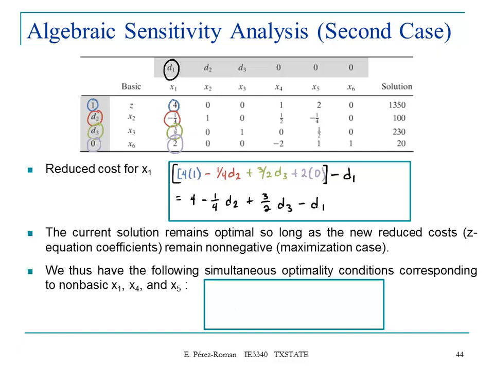So, if you perform the same operations for, that should be, sorry, it should be x1, so check your slides and make sure that you have x4 and x5. I think that was a typo that I changed before the lecture. Okay, so we have the following simultaneous optimality conditions corresponding to the non-basic x1, x4, and x5.